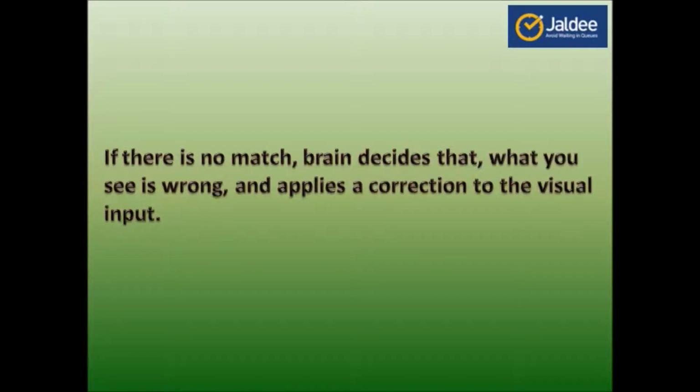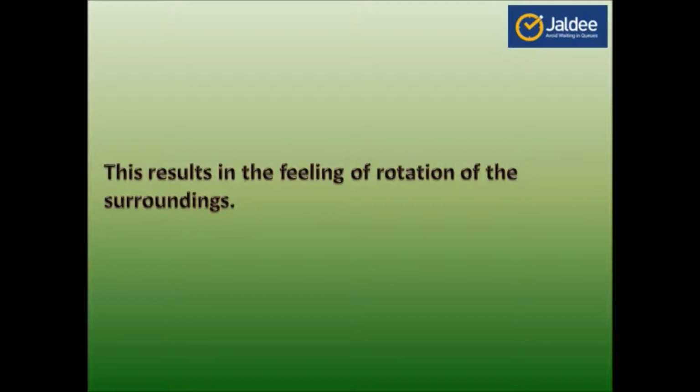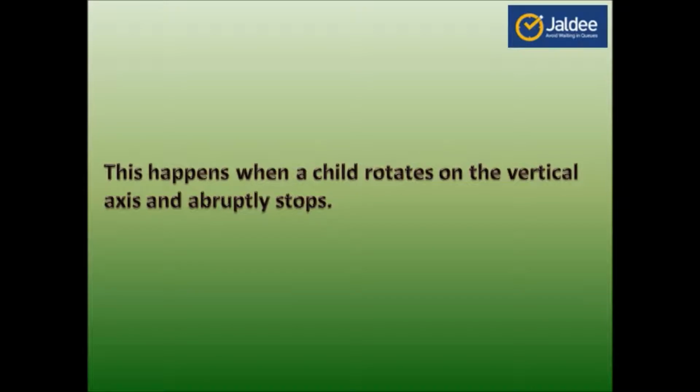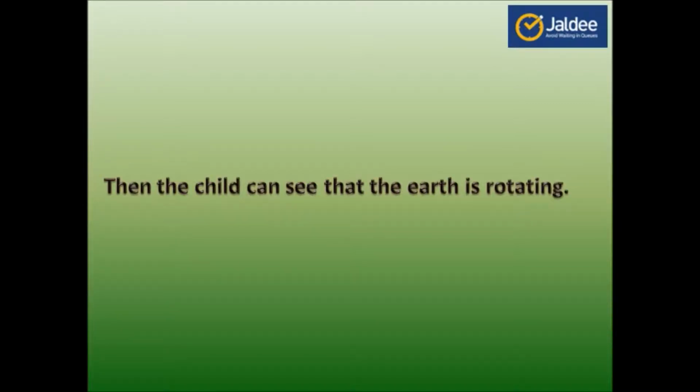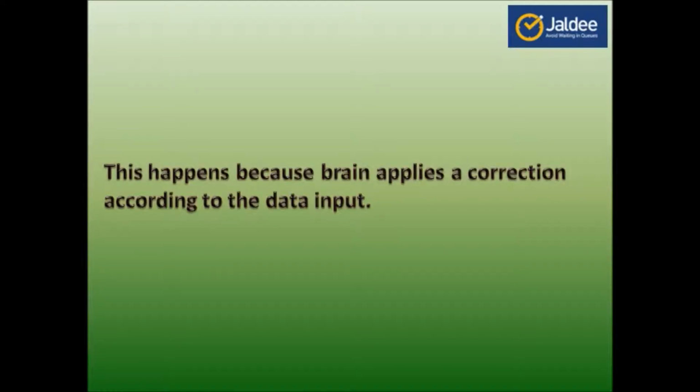If there is no match, the brain decides that what you see is wrong, and applies a correction to the visual input. This results in the feeling of rotation of the surroundings in various directions and planes. This happens when a child rotates on the vertical axis and abruptly stops. Then the child can see that the earth is rotating. This happens because the brain applies a correction according to the data input.